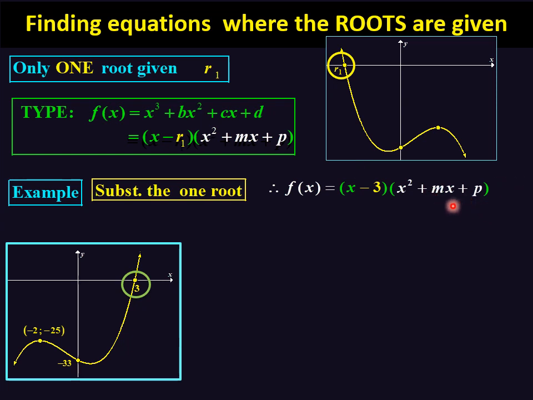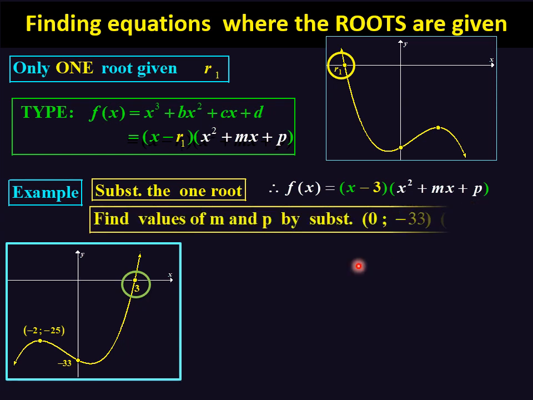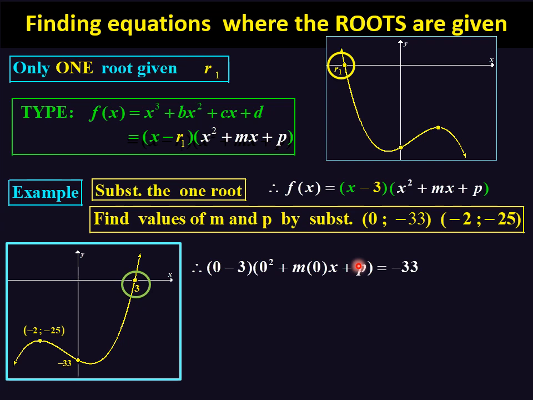Because we have two unknowns, m and p, I need 2 points. And what are the 2 points? Let's look for them: 0 and negative 33, and negative 2 and negative 25. Which one will be the easy one to substitute? That's correct, the 0 and the negative 33. So let's substitute that. There I've inserted 0, and there's my negative 33.